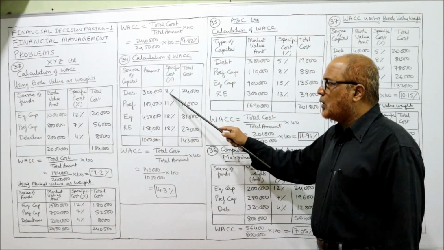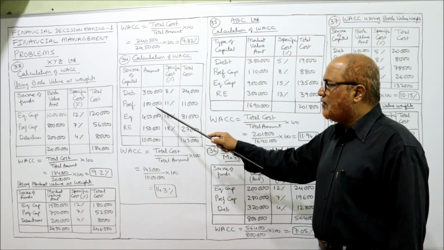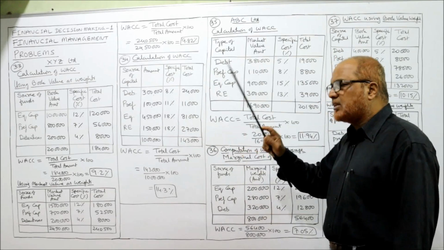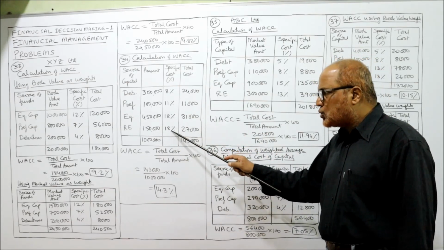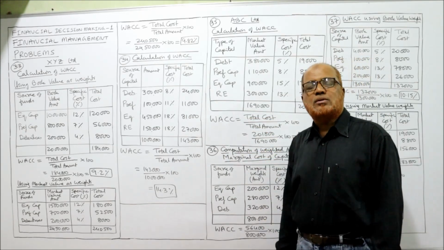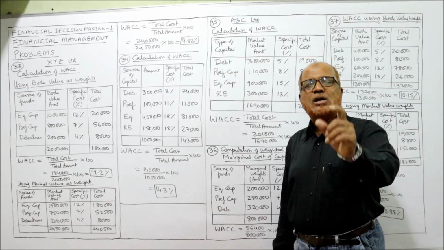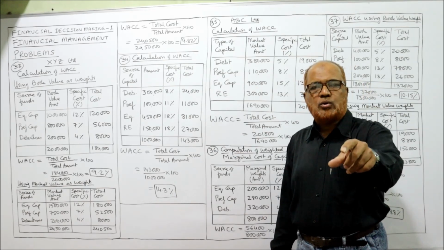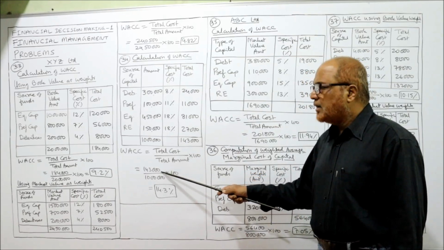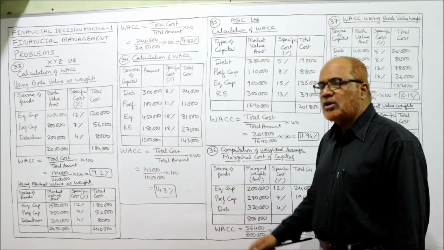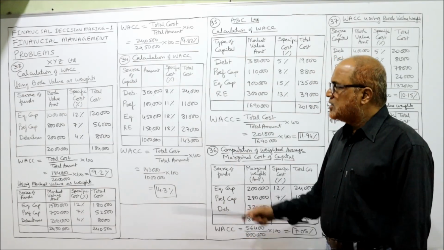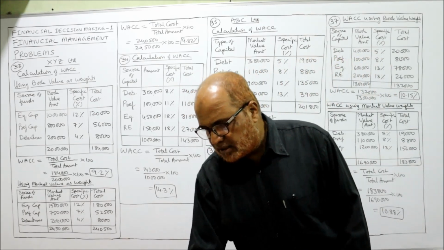Multiply 3 lakh into 8%, 24,000. 1 lakh into 11%, 11,000. 4 lakh 50,000 into 18%, 81,000. 1 lakh 50,000 into 18%, 27,000. Take the total of cost, 1 lakh 43,000. So WACC formula is total cost divided by total amount into 100. Total cost 1,43,000, total amount 10 lakh, into 100. 14.3% is the WACC. Finished. So 34th problem completed. 35th.